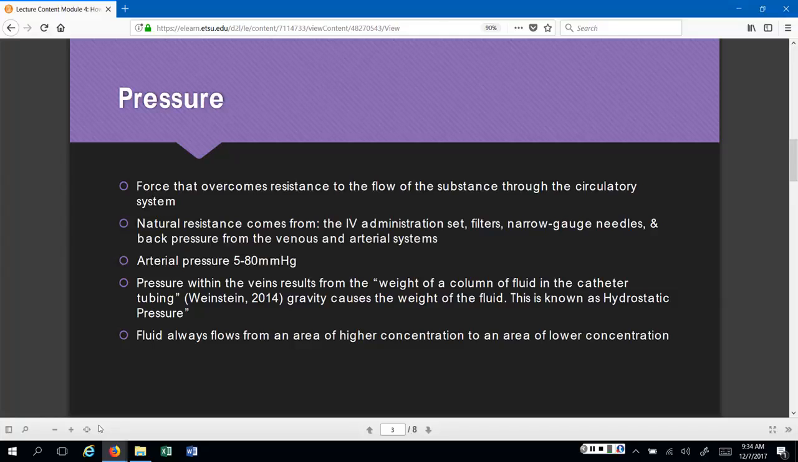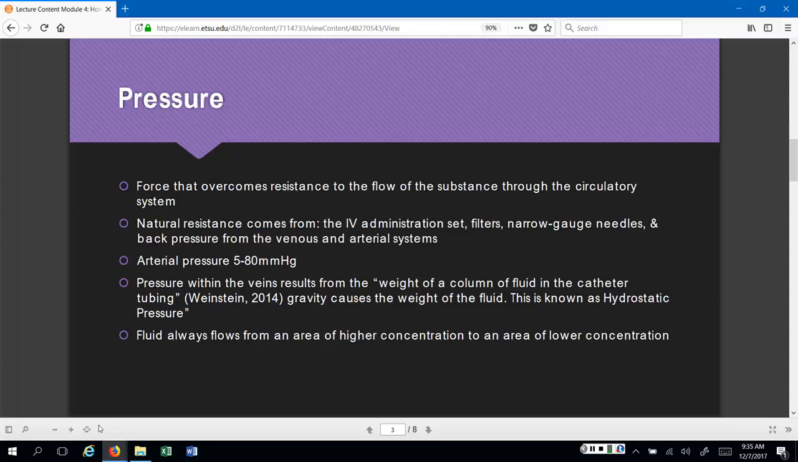Pressure within the veins results from the weight of a column of fluid in the catheter tubing. That's also known as hydrostatic pressure. And gravity is what causes the weight of the fluid to be present. Fluid always flows from an area of higher concentration to an area of lower concentration, which we learned back in our high school days as well.